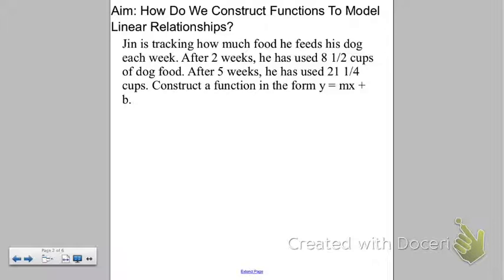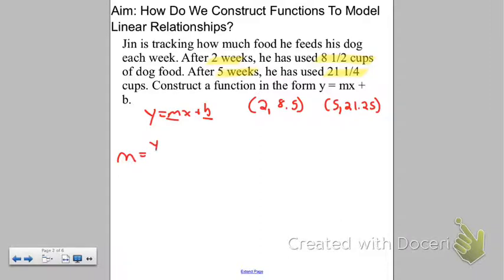So in this case, we're writing our equation in the form y equals mx plus b. So I'm going to have to find my slope and my y-intercept. I have my points. I have 2 weeks and 8 1/2 cups of dog food, and 5 weeks, 21 1/4. So I can rewrite those as points. So it's 2, 8 1/2, and 5, 21.25. So now I'm just going to find my equation from these 2 points.